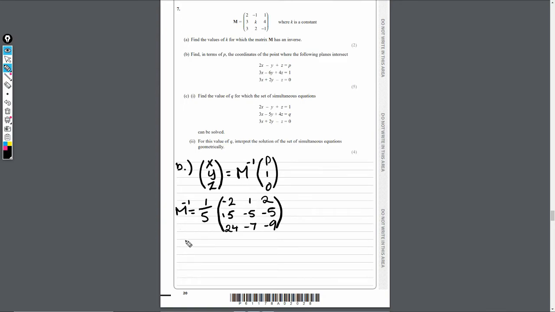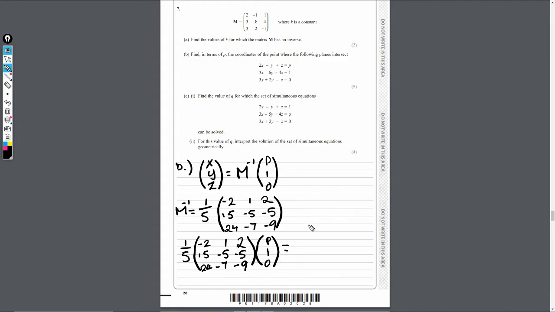So that's going to be 1/5 on the outside again. -2, 1, 2, 15, -5, -5, 24, -7, -9. So I'm just writing it all out again. Now I'm going to times this by P, 1, 0. Okay. So if I multiply this through, it's just going to be -2 times P, it's -2P, 1 times 1 will be 1, and 2 times 0 will be 0.